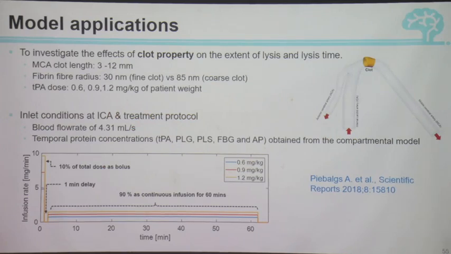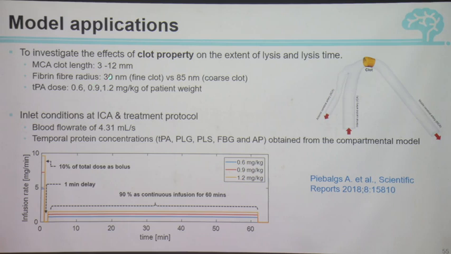Right, so let's look at some of the representative simulation results. This lysis model was first developed by my PhD student Andres Paibo. He did his PhD thesis on it, and this paper described the model and these results pretty well. One of the models he built was this bifurcation model that I mentioned earlier, and there's a clot in there. They modeled a commonly encountered MCA clot with different lengths and different initial fibrin fiber radius.